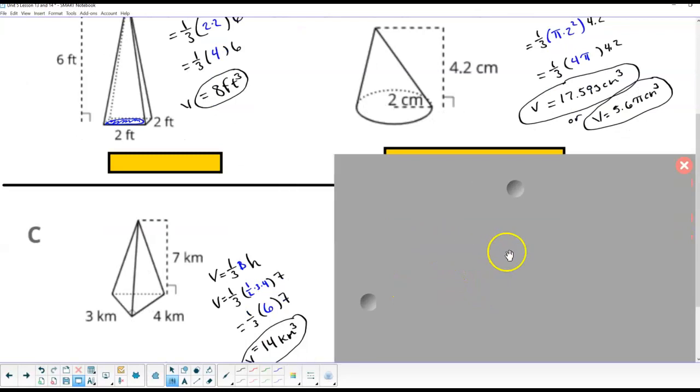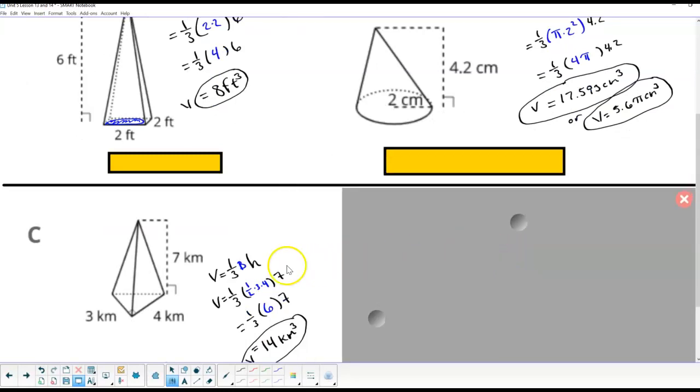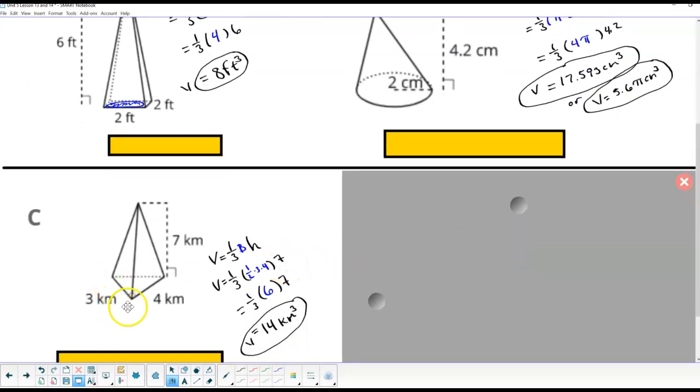All right, if you had part C. Part C here, we have a 3 by 4 right triangle on the bottom. So the area of its base is 3 times 4 times a half. So 1/3 area of the base times the height. I get 12 cut in half, which gives me the area of the base is 6. The height of the pyramid is 7. 1/3 of 42 is 14.